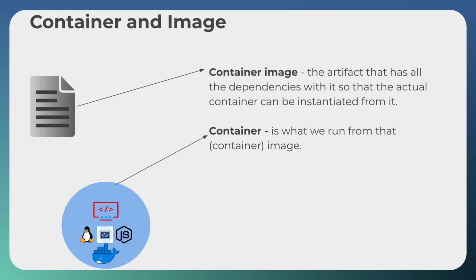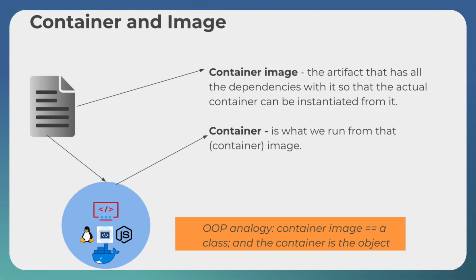Now, I love analogies and I think it's the best way for us to learn. So I like to think of a container image and a container using an object-oriented programming analogy. In object-oriented programming, we would say that an image, in this case a container image, is a class. And a container would be the actual object, which is the thing that we've instantiated from our class, in this case, our container image.